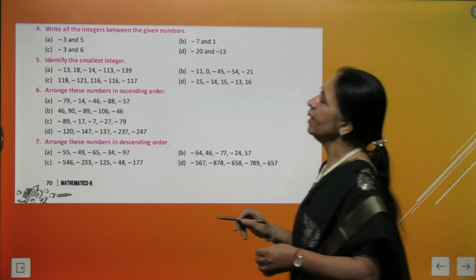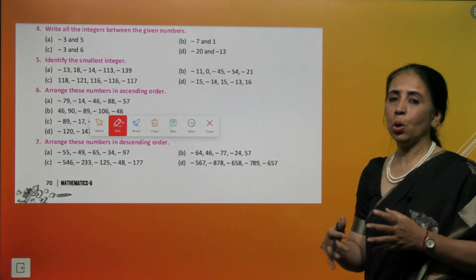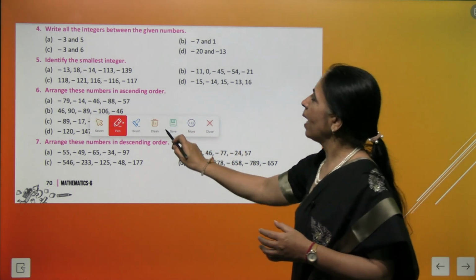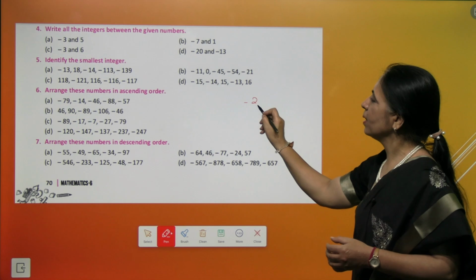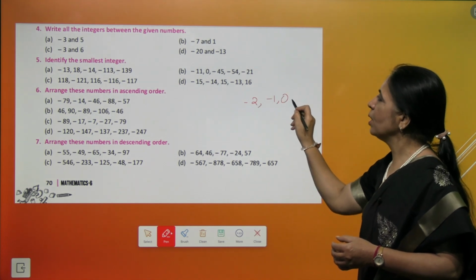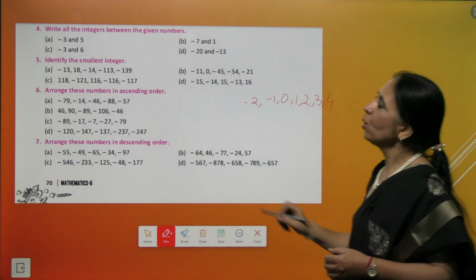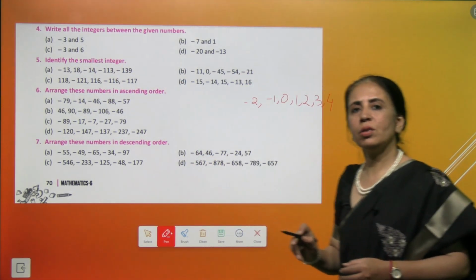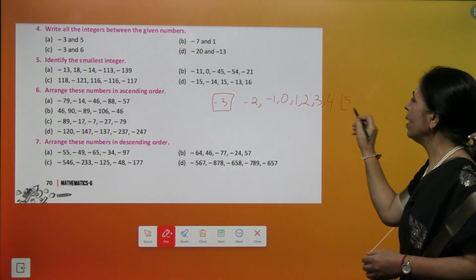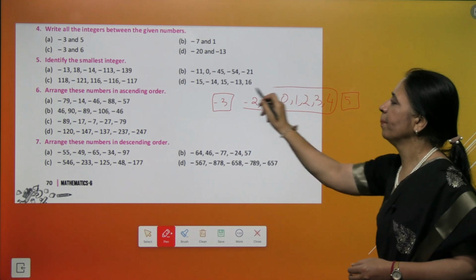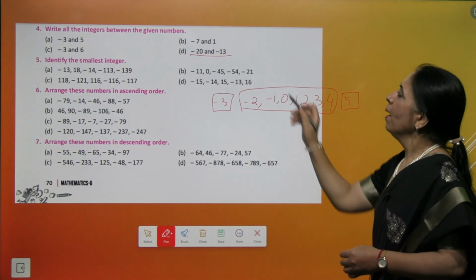You have to write the integers between the given numbers. You are given two numbers, and you have to find which integers come between them. The first one I am going to do for you, -3 and 5. So greater than -3 is -2, then -1, 0, 1, 2, 3, and 4. Right? We are not going to write -3, and we will not write 5. So between -3 and 5, we get these numbers. Got it?